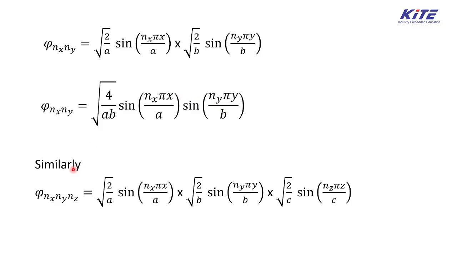So similarly, for the three-dimensional potential box we can write like this: psi of nx ny nz is equal to root 2 by a sine nx pi x by a, into root 2 by b sine ny pi y by b, into root 2 by c sine nz pi z by c.